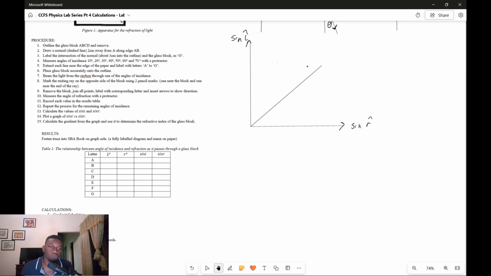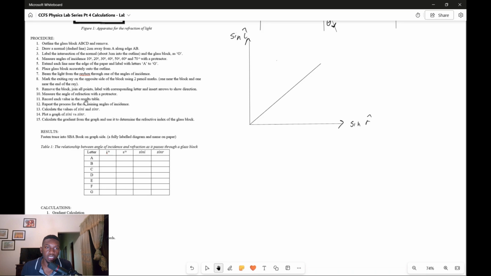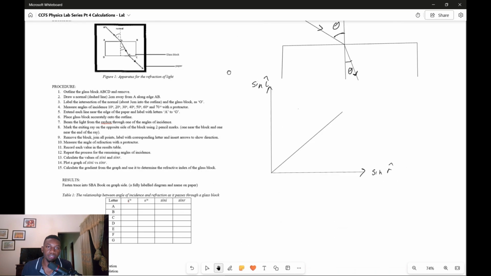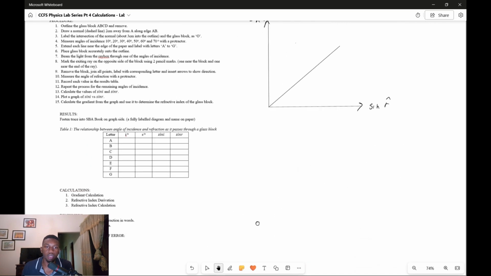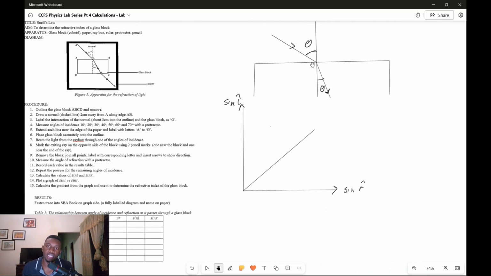Bam. All right. Now, what do we need to do? Ultimately, the aim of this lab is to determine the refractive index of a glass block. So let's see how we are going to get the refractive index. We have these measurements. We don't have theta. We have replaced them. They should be replaced with the letters inside the lab, which are I and R. So we have the angle of incidence and the angle of refraction.